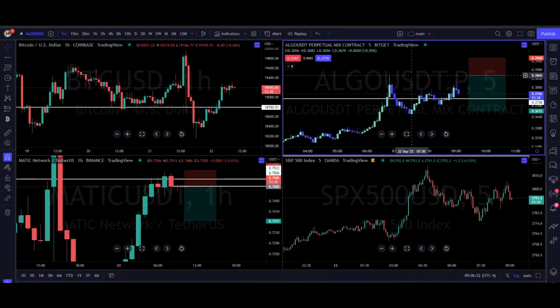I don't love Algo. It's up 20%, right? It's very strong. This one's not so bad, but it still isn't doing what we want it to do. We got 25 minutes left until the open of the New York stock market.